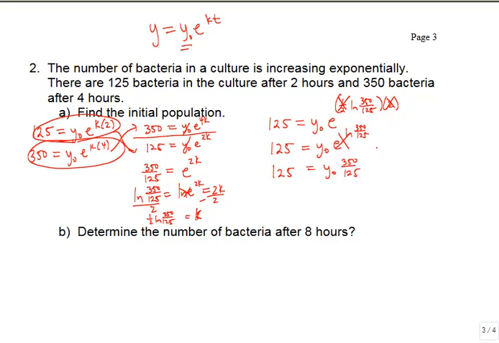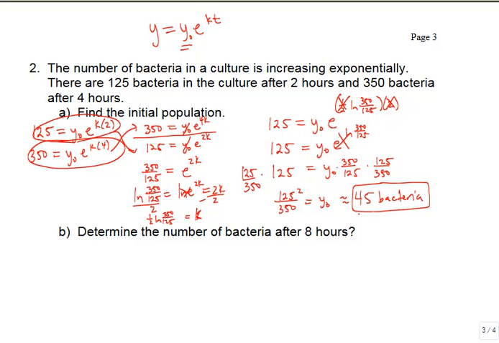So then to finish solving, we want to solve for y sub 0, so all I have to do is multiply by the reciprocal. So I'm going to multiply by 125 over 350. So this will be 125 squared over 350 equals my y sub 0, and that, when you substitute it into your calculator, is approximately 45. So there's about 45 bacteria initially. I'm rounding up to the nearest whole number since we're talking about bacteria.